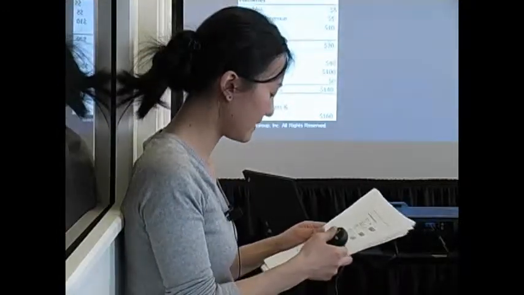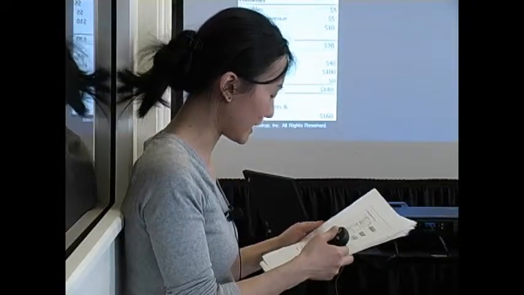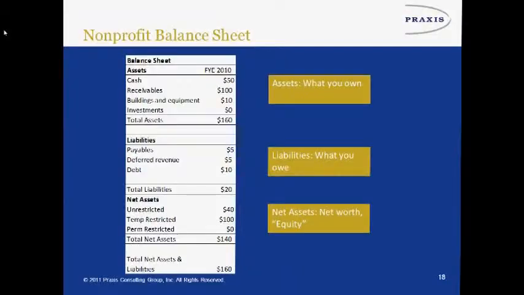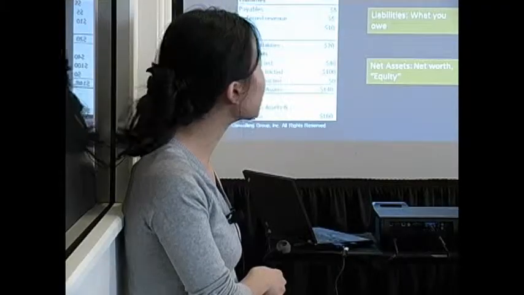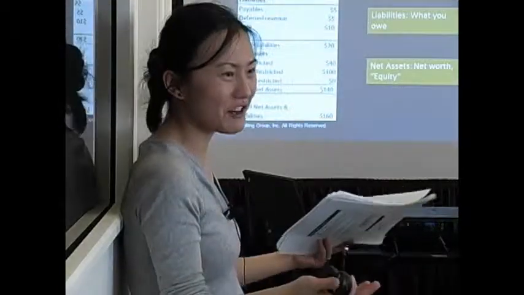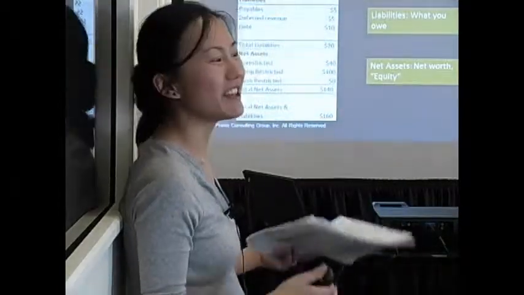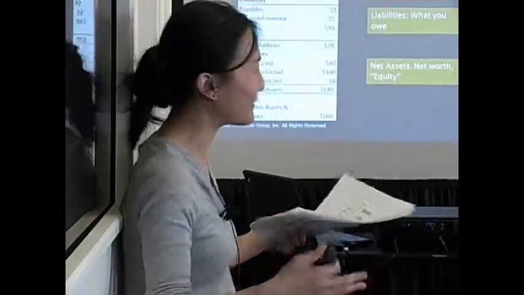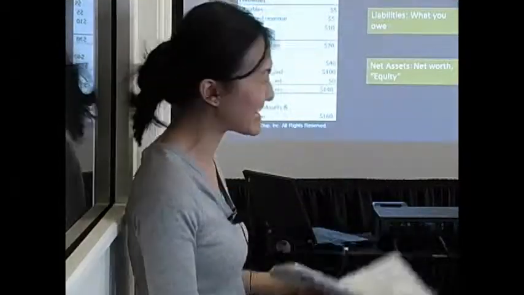Okay, let me see if there's anything else. So assets are what you own, liabilities are what you owe, and then there's also the net asset section, the net worth section. I also think of it as the home equity section, because if you take the value of your house less your mortgage, you get your home equity, and hopefully it's positive, but for many people it hasn't been positive.